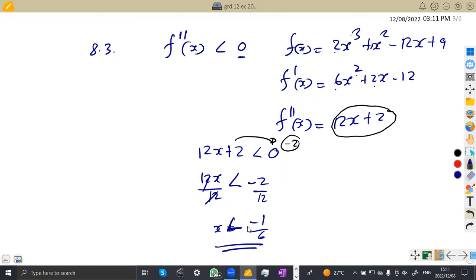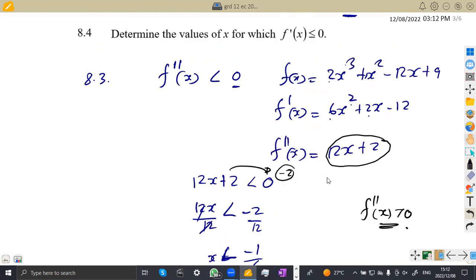This is an inequality, not an equation. It's not a point, it's an inequality. So we are talking about the values of x which are less than -1/6. If it was concave up, then the second derivative with respect to x should be greater than 0. You just do the same thing and work out from this stage. All right, so that is what we had.